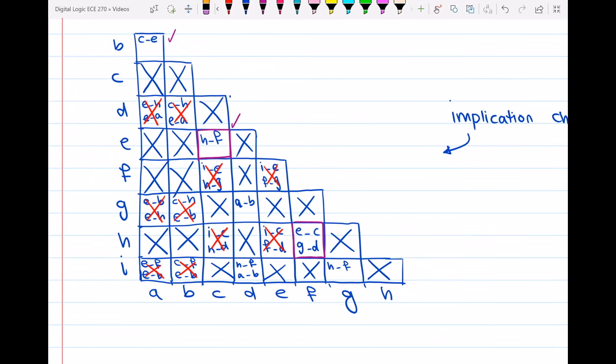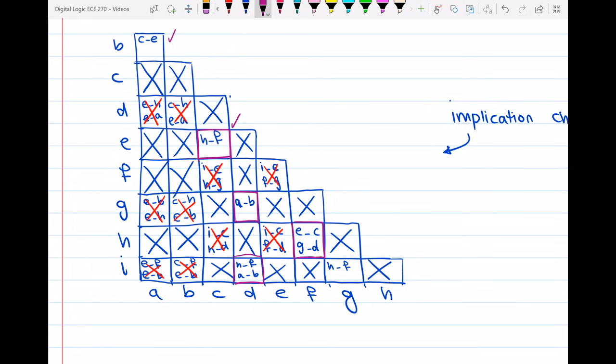Then next one is AB. Clearly AB is not forbidden, so this one is okay. So we don't have to cross it out. Then we go down here, this cell over here. So AB is not a forbidden state. What about HF?